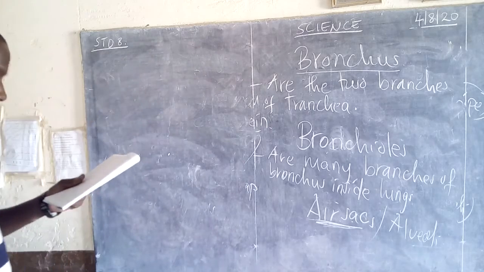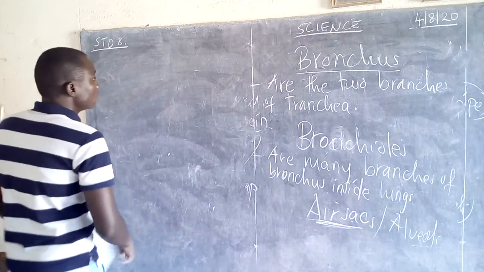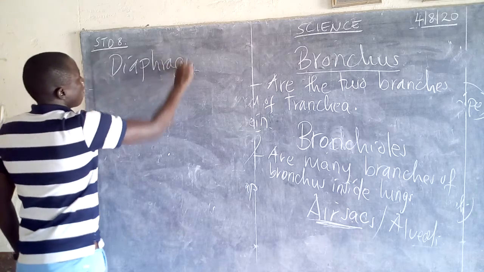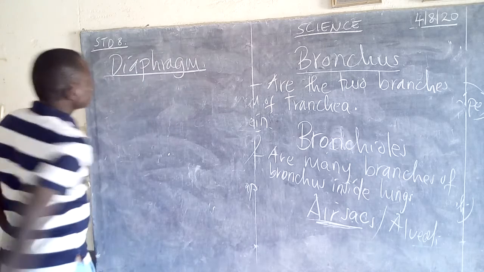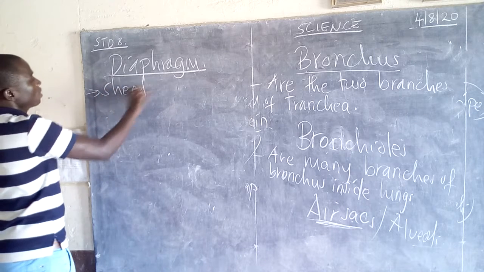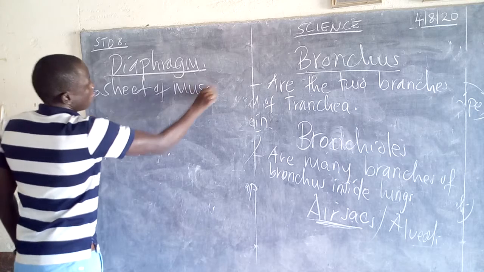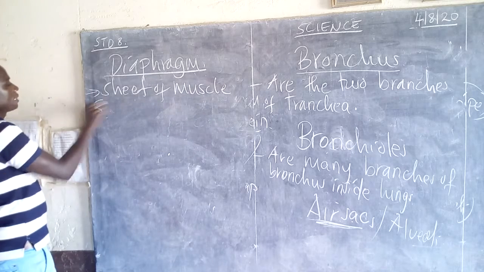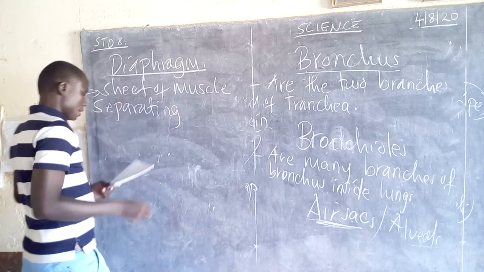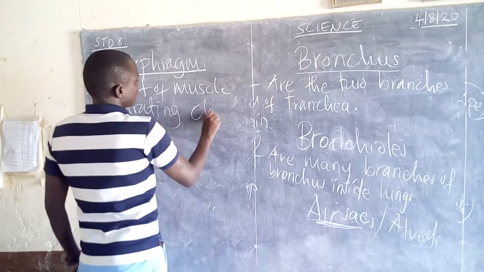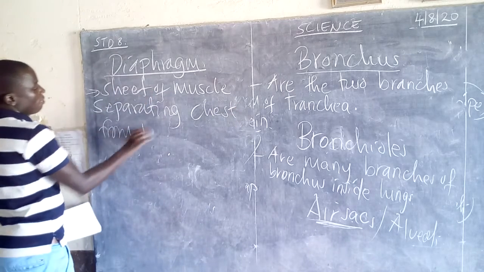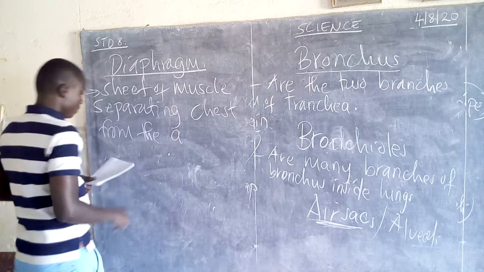That is air sacs. Then after air sacs, we go to the diaphragm. What is the diaphragm? We define the diaphragm as a sheet of muscle separating the chest from the abdomen.